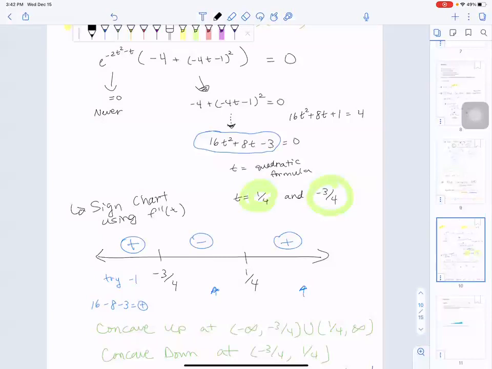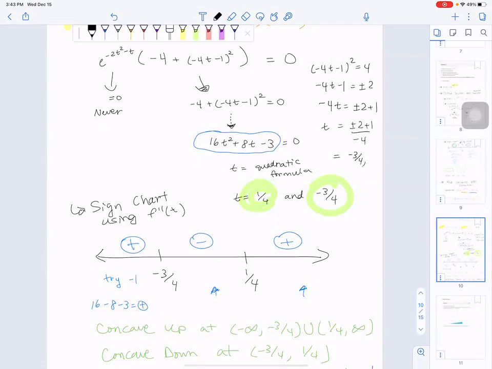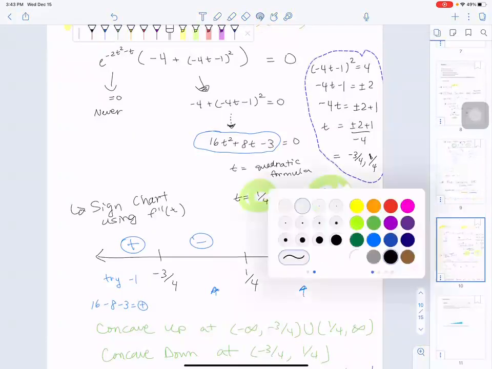Don't even FOIL it out. Just keep, oh, I see. You have this equals 4, then square root it, which gives you plus or minus 2. So negative 4t equals plus or minus 2 plus 1, or t equals plus or minus 2 plus 1 over negative 4. So yeah, that also works. Yes, it also works. Any other questions?